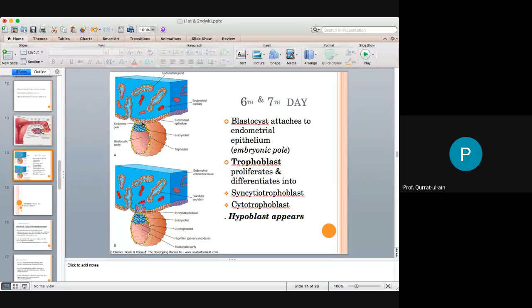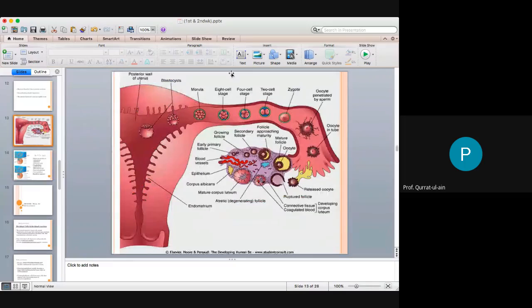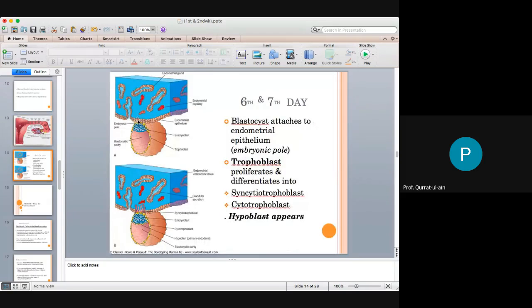So it will attach to the wall of the uterus. This is the wall of the uterus which has been magnified. I'll show you this diagram again. This is the uterus here. This is the embryonic pole, and the wall of the uterus is this one. It will attach by its embryonic pole to the uterine wall. This is the same attachment here.